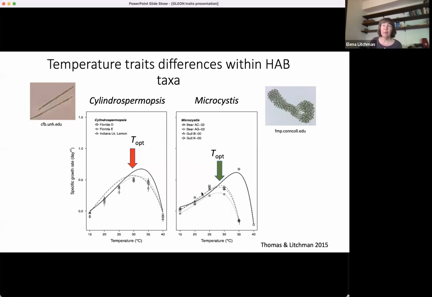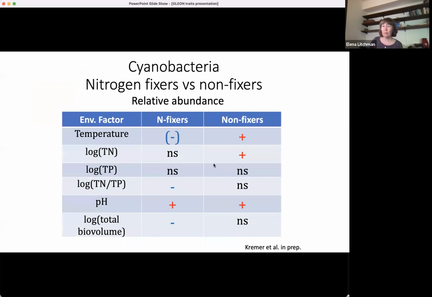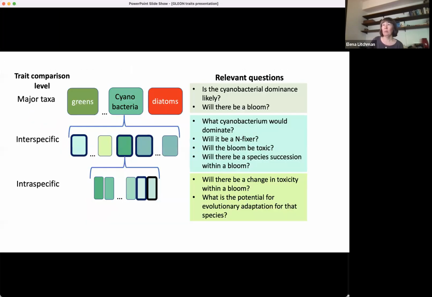So it may be that in the future, those strains would be selected for. So we really need to have this information where we compare traits not only across taxonomic groups, but we compare traits across species within one taxonomic group. And we can go further and compare traits within a species. And when we make these comparisons, we can ask different questions.